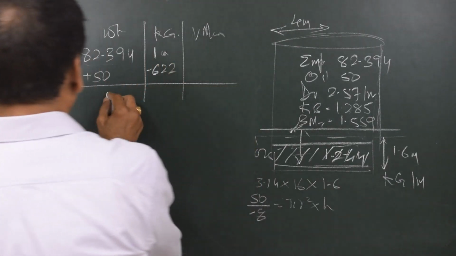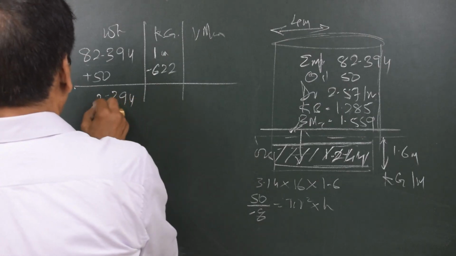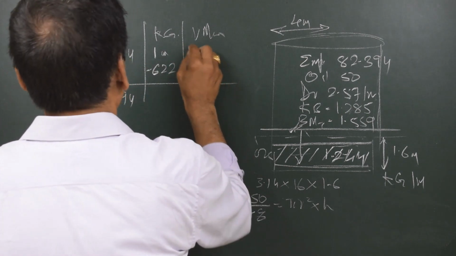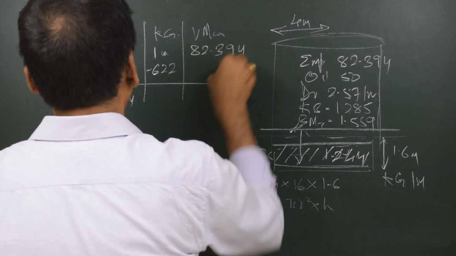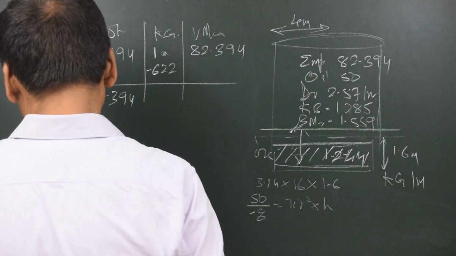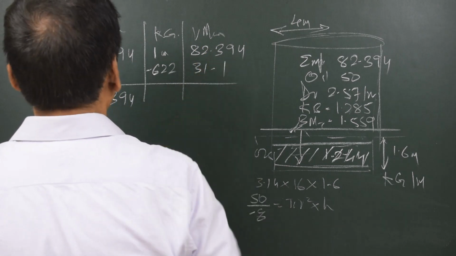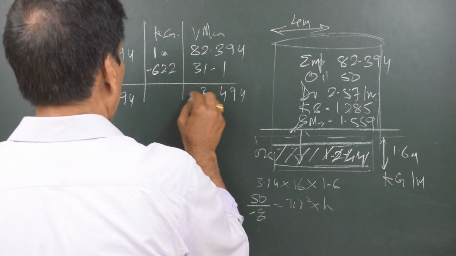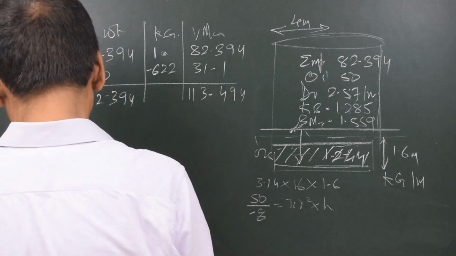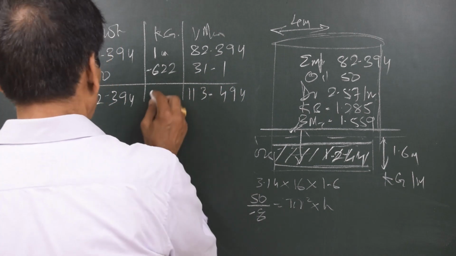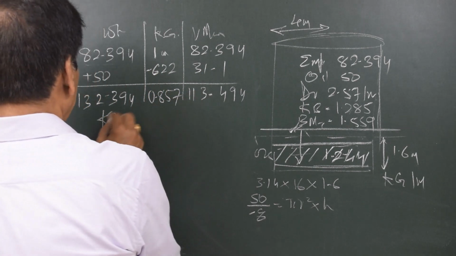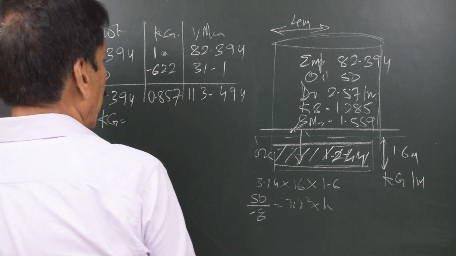And then the total displacement is 132.394. When we take the moment, 82.394 comes here, and 0.622 into 50 gives me 31.1. Total moment 113.494 divided by 132.394 gives me 0.857. So the KG is equal to 0.857.